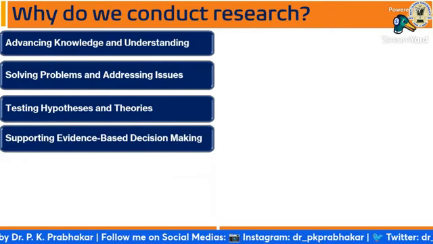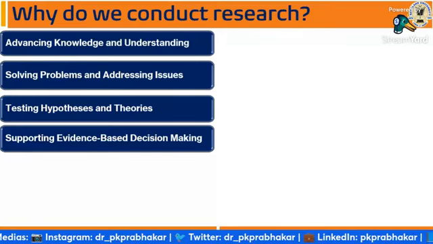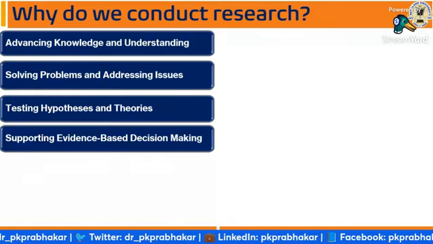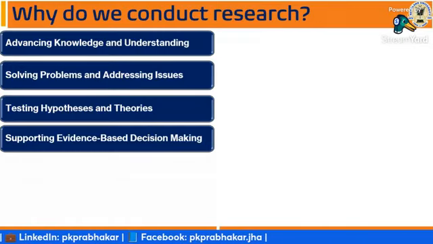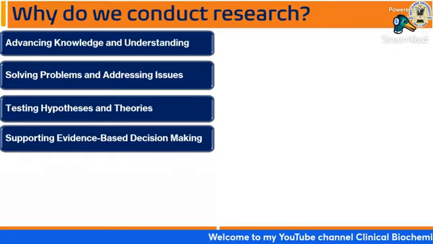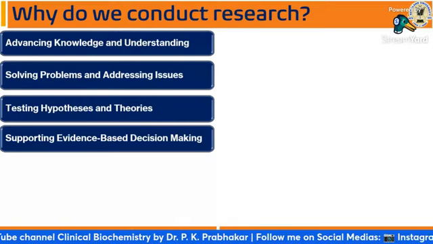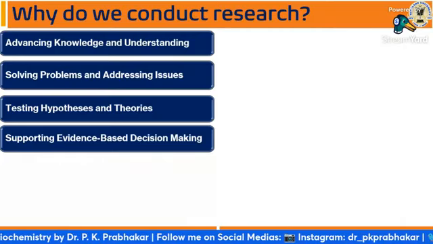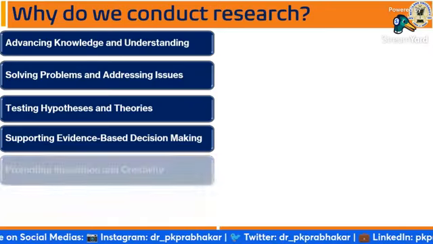The fourth one is supporting evidence-based decision making. There are some specific sectors where we require evidence-based systems and processes, like policymakers, governments, or those who are going to make policies. Policymakers, businesses, and different organizations trust research findings to make informed, evidence-based decisions. Research provides data and insights that can guide the development of effective policy and strategy.